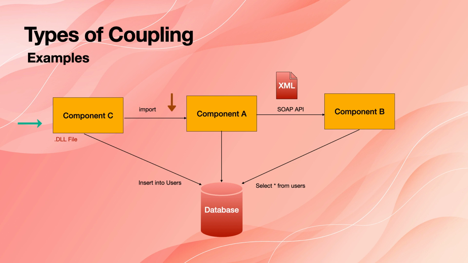And another problem here is that component C is a DLL file and component A has imported that DLL to use it. Now, as we said before, if component C gets replaced with something else, you need to change the code in component A to accommodate for that. So that is a high coupling.